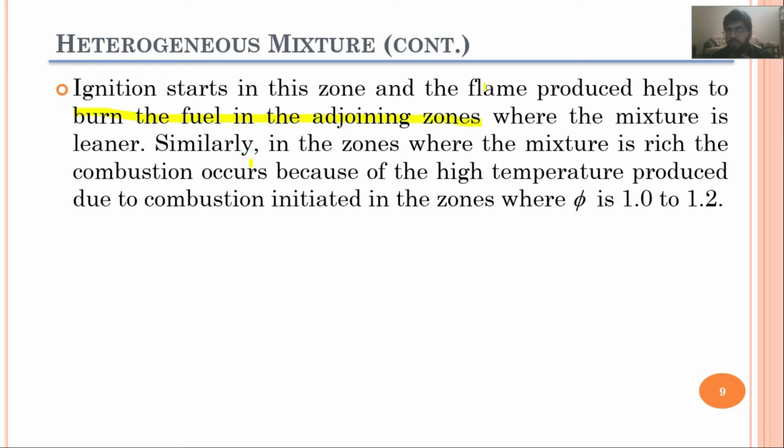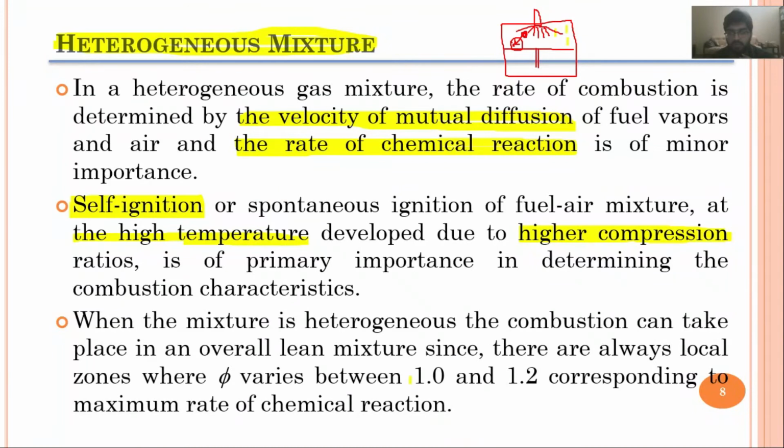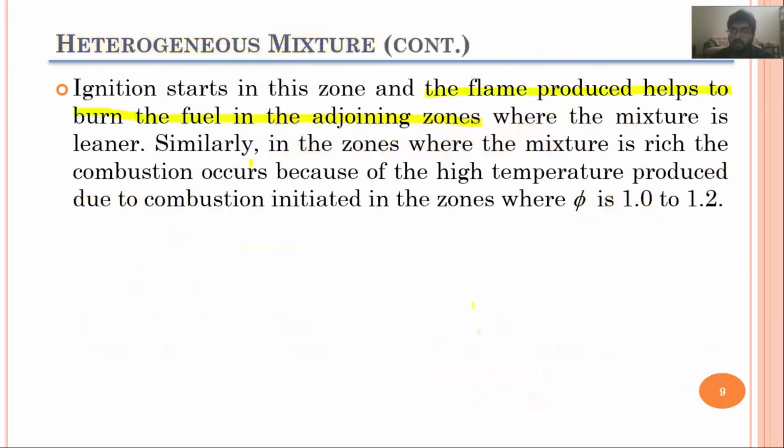As I mentioned earlier, the combustion will start in these zones where the equivalence ratio is around 1.0 to 1.2, and then this combusted air fuel mixture will diffuse throughout the combustion chamber and will burn the adjoining zones as well. So this is what is happening in the CI engine.